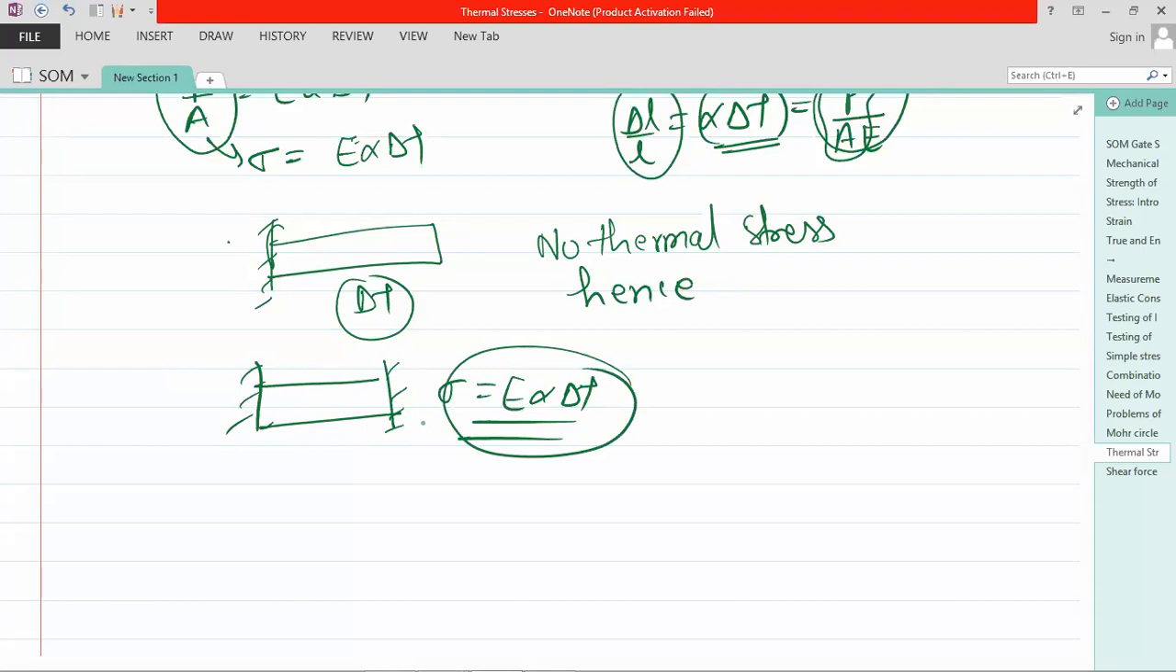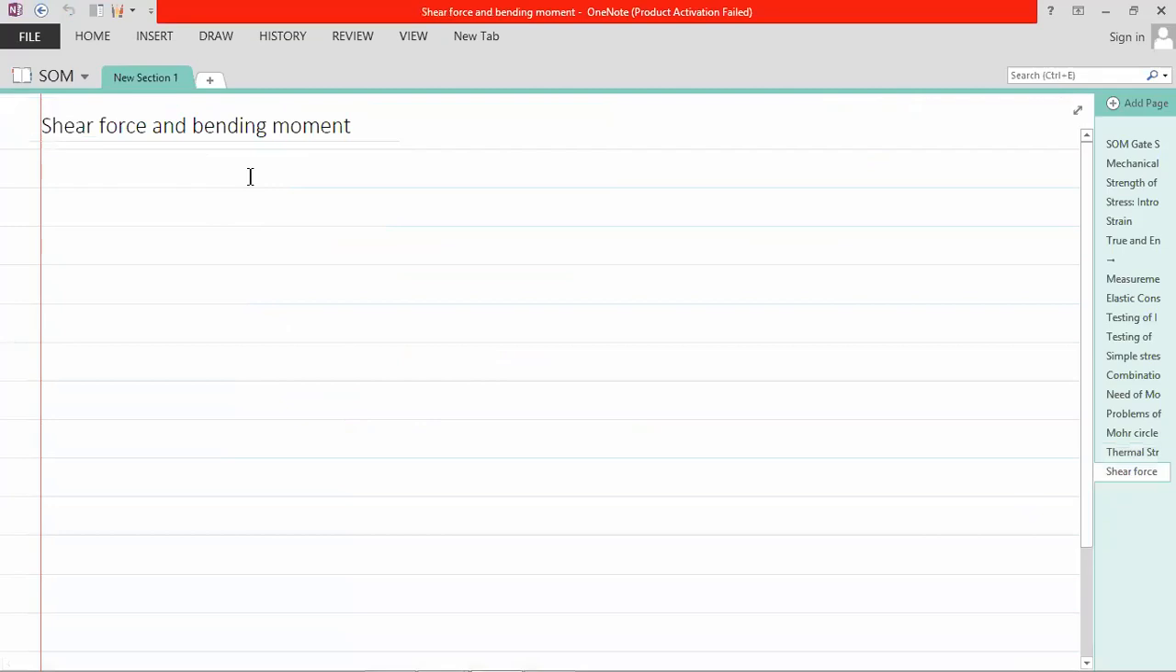And now the next part is shear force and bending moment diagram. I hope you have all gone through it in your BTech coursework. So, what is the shear force and bending moment?